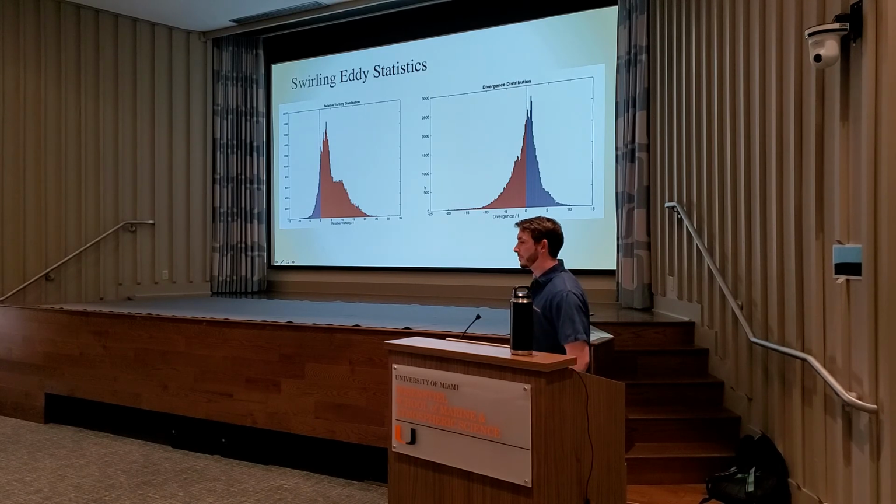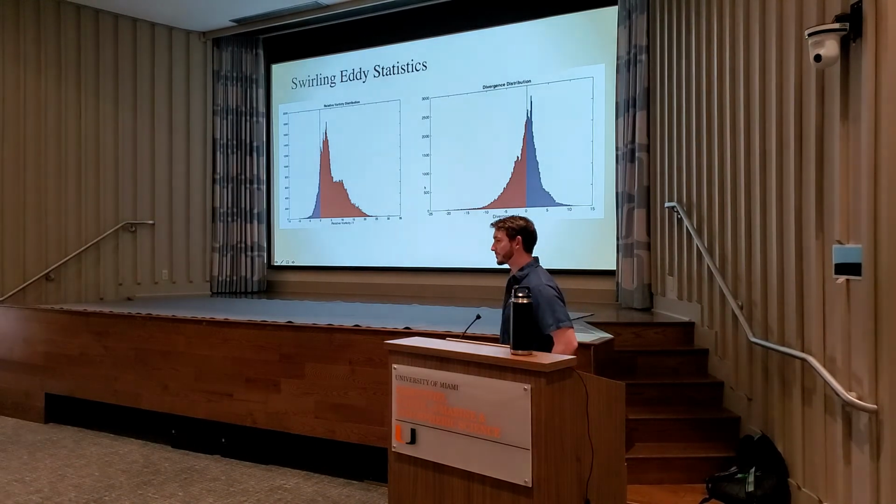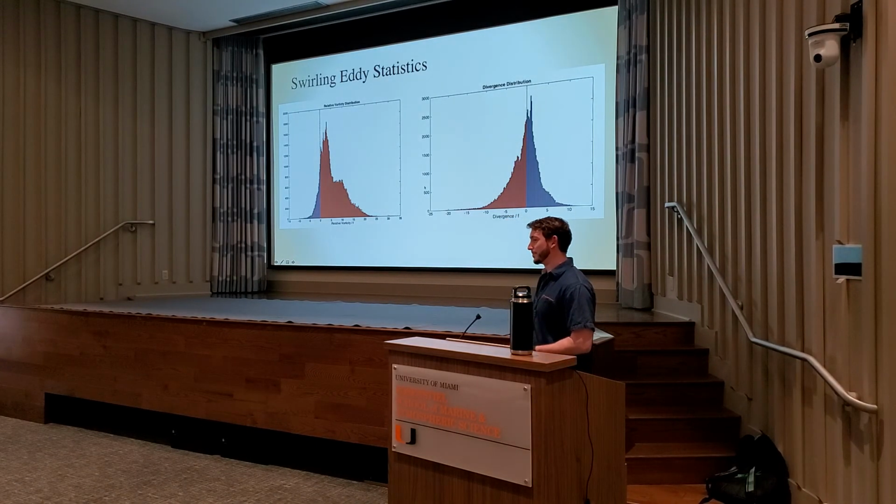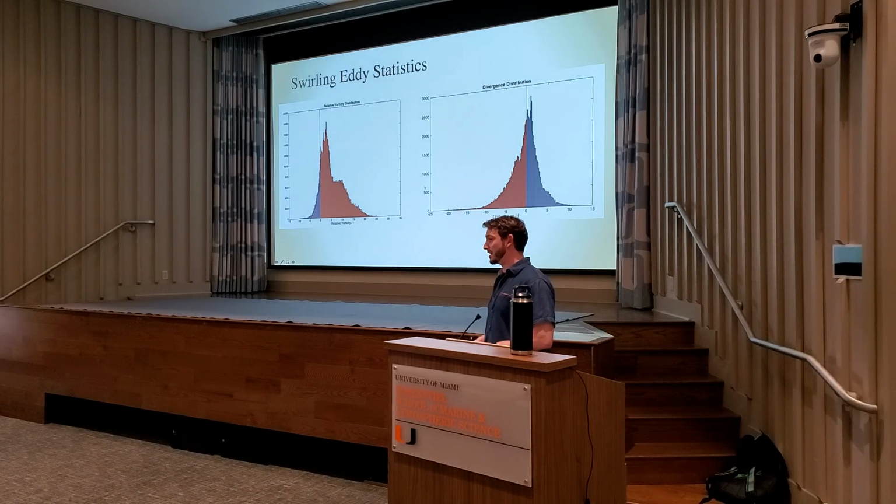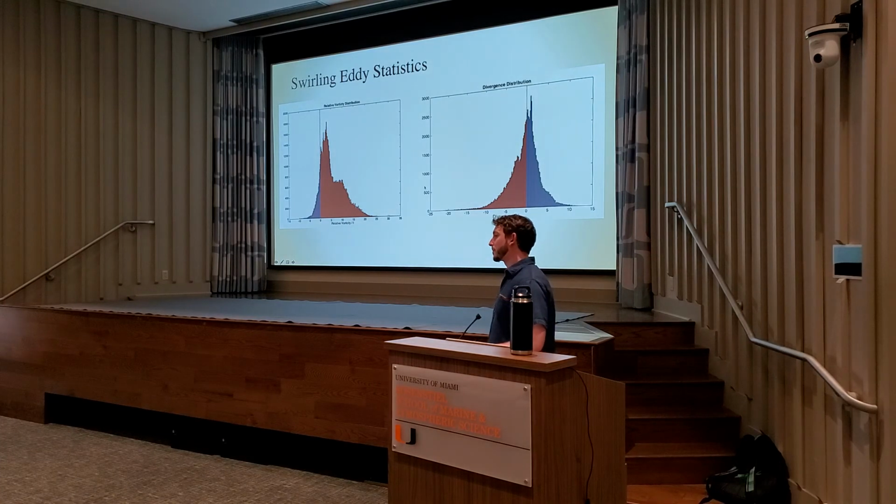If you could break these down into where it is and what time it is, then you could see a whole lot more of what's going on. Or you can also have a joint histogram of vorticity and divergence. How interesting. That would be really nice.